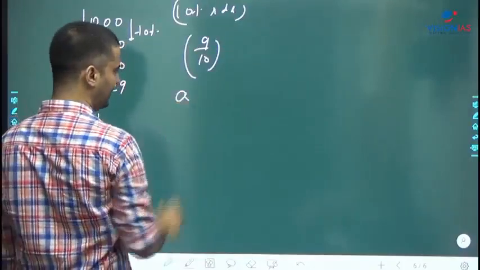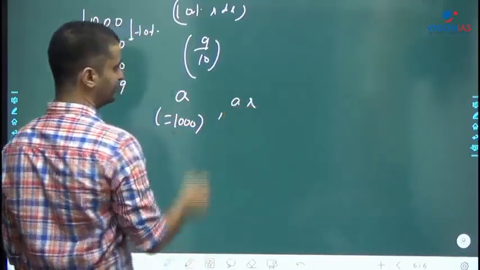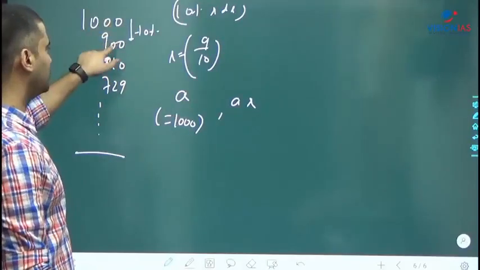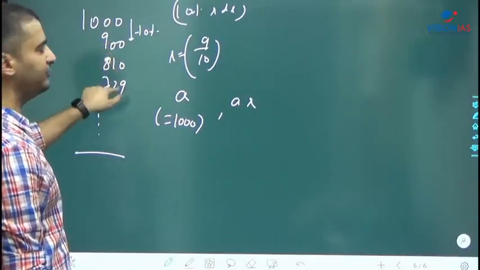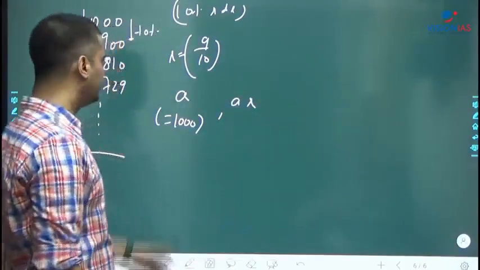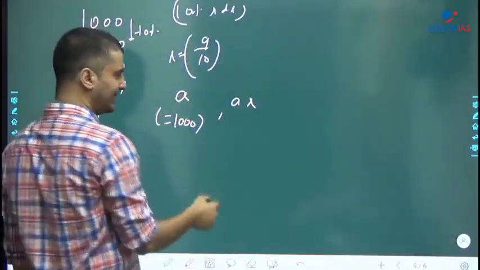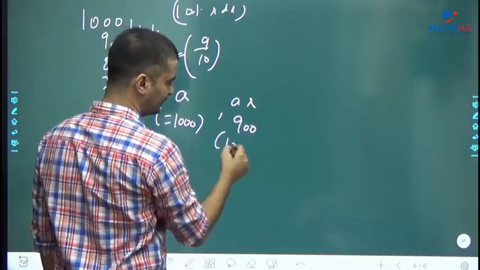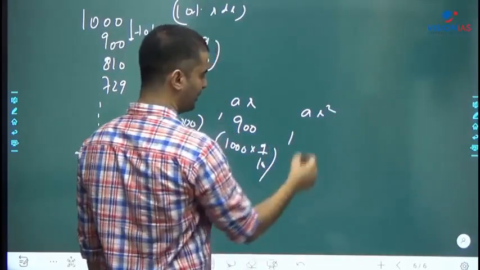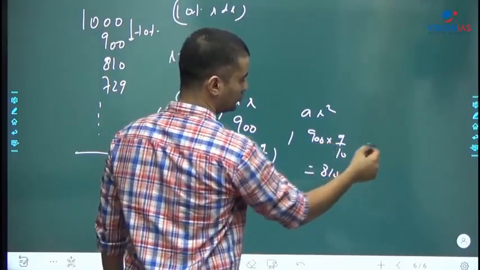So the first number is A, which is equal to 1000. The next number is A times R, where R equals 90% of the first number. 90% of 1000 is 900, 90% of 900 is 810, 90% of 810 is 729. So each subsequent number is 9/10 of the previous number. The first number is 1000, the second number is 900, that is 1000 multiplied by 9 upon 10. The third number is A times R square, that is 900 multiplied by 9 upon 10, which again equals 810, and so on and so forth.